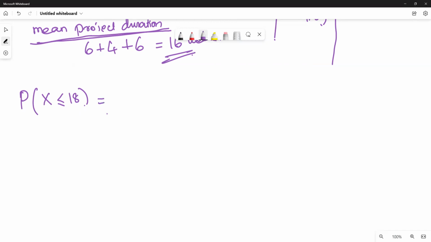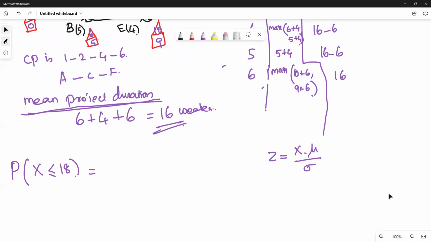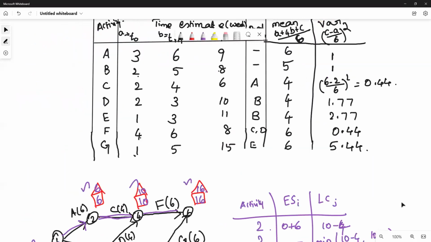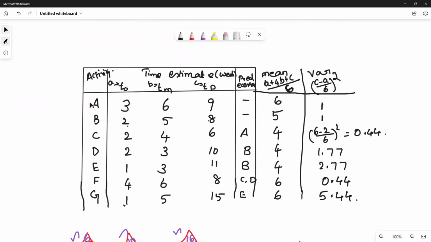For that, we are going to find it using normal distribution. What is normal distribution? Z is equal to x minus mu by sigma, where mu is mean and sigma is standard deviation. So to use this, you need to find mu and sigma, mean and standard deviation. Already mean and variance we have calculated for each activity. So I'm going to use that mean and variance value, for the critical path alone.